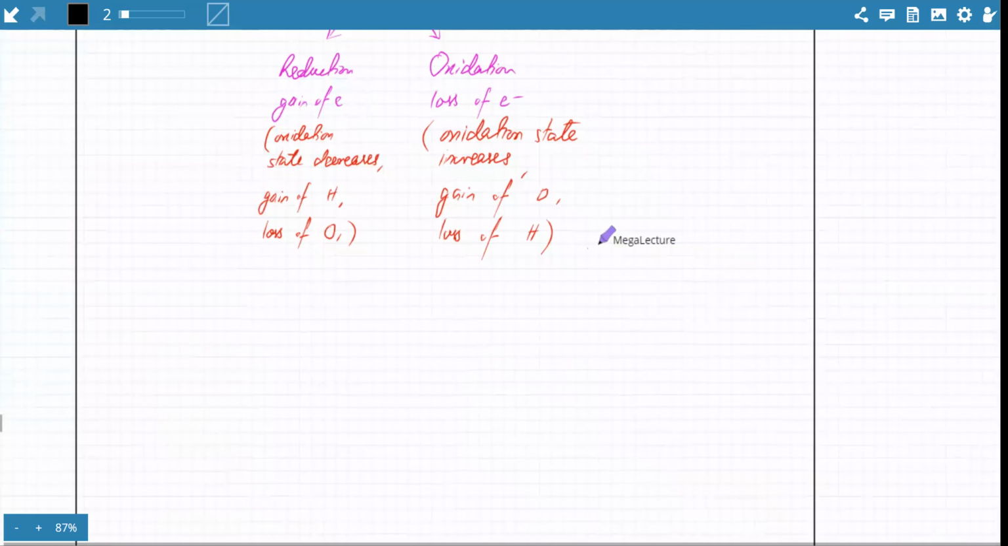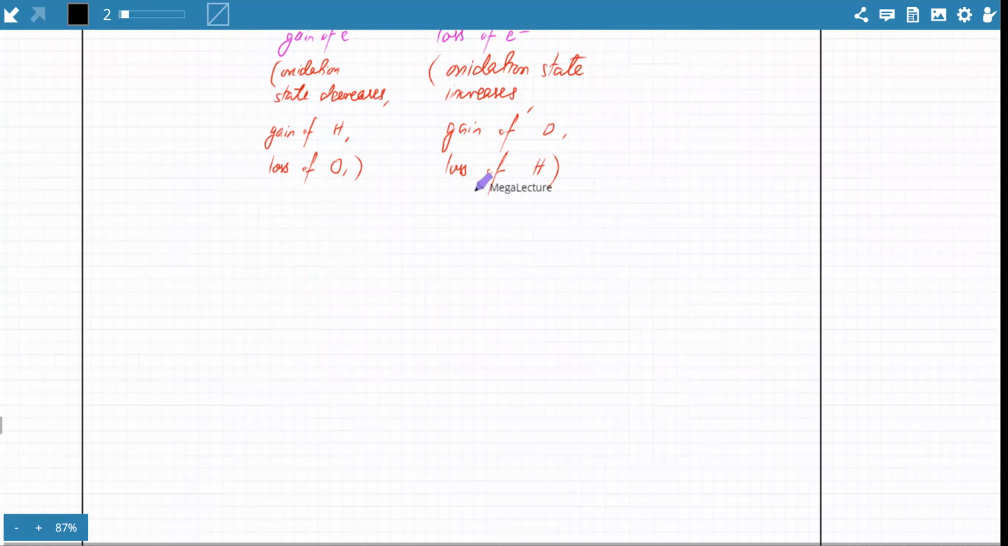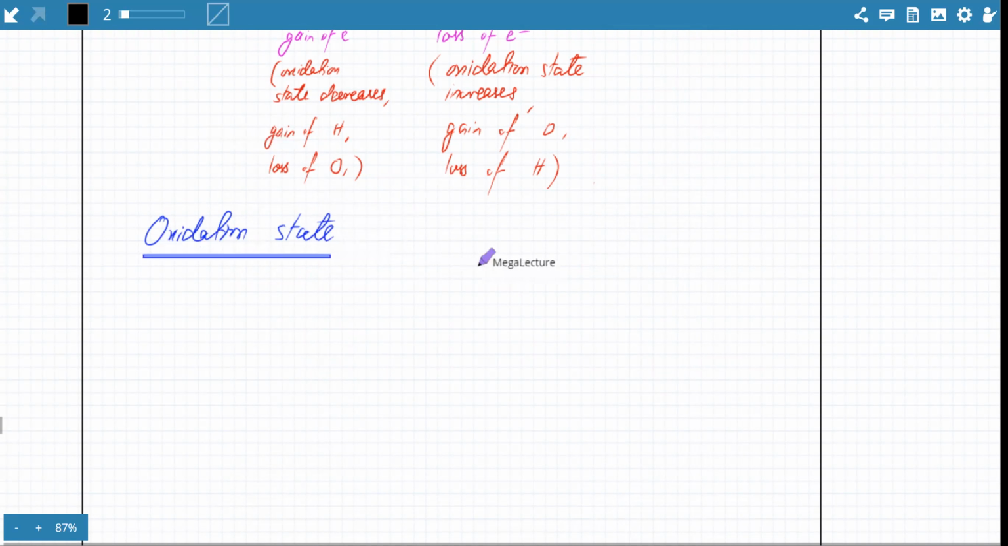Now the thing with reduction and oxidation is, you need to figure out oxidation state. What is oxidation state? Now I'll just first briefly introduce what is oxidation state, because we have to figure out, within the whole reaction, who's gaining electrons and who's losing electrons. There's a difference between charge and oxidation state.